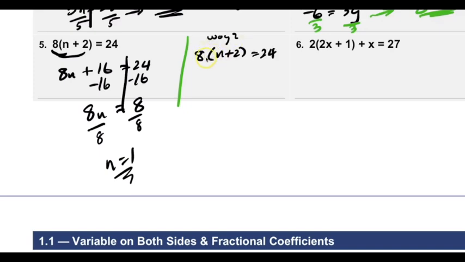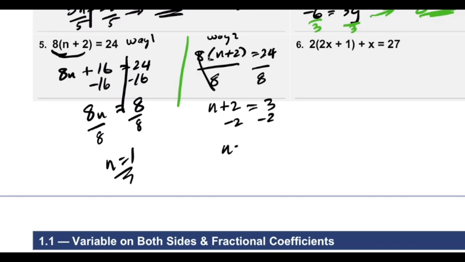If you want to do another way, I'll put way 2 right there. And this way you can just divide by the 8. Get rid of that 8 there. So let's divide both sides by 8. These cancel. I get n plus 2. Put way 1 over here. Equals 3. Then we subtract 2 from both sides. n equals 1. So 2 ways to the same answer.